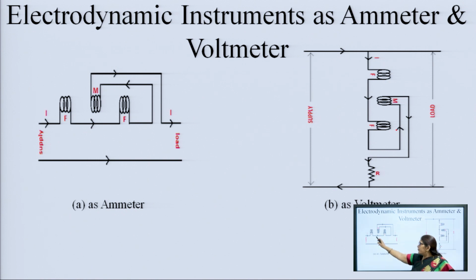We can see that the two fixed coils and the moving coil are all connected in series, because we are going to use it as an ammeter. So, it is connected in series with the load. When we want to use this electrodynamometer type instrument as a voltmeter, as we can see here, these coils are connected in series, but they are placed parallel to the load, so that it can measure the voltage across the load.